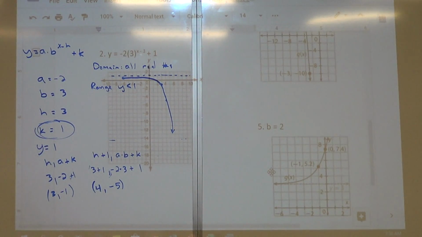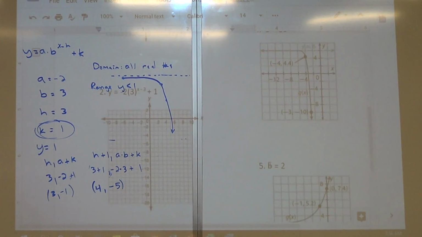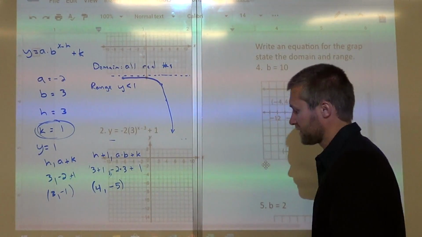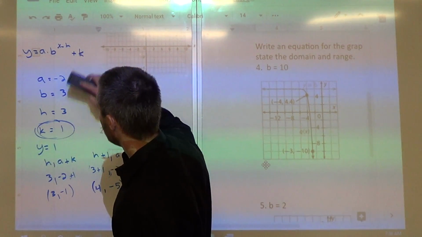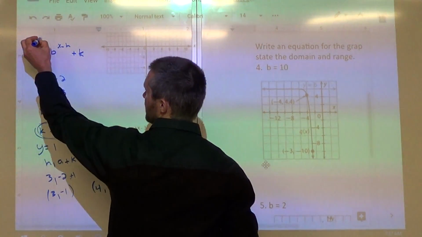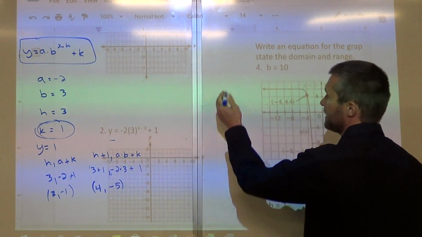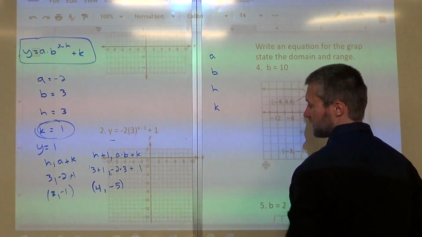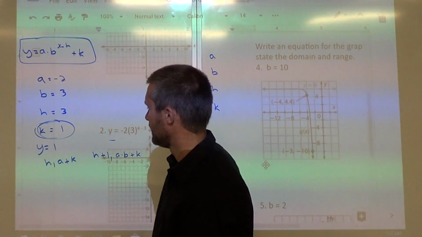So now we're given a graph, and we want to write the equation. If I look at number 4, for example, we want to write this equation. So let me get rid of this stuff here. This is our goal, this is what we're trying to write, something that looks like that. So we need to identify A, B, H, and K.